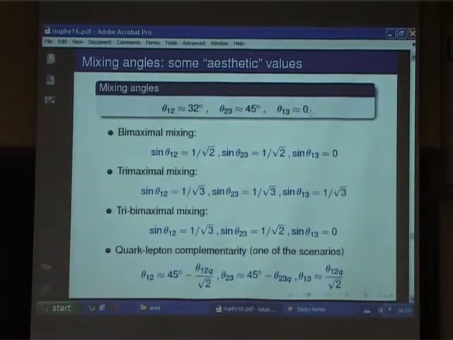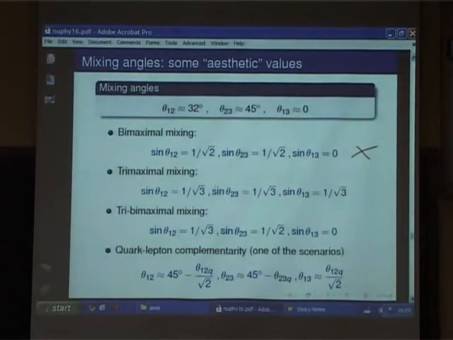People have come up with many such simple mixing matrices over the years. Some of them are the following. There's something called bimaximal mixing. Bimaximal means sin theta 12 is 1 by root 2, so theta 12 is 45 degrees, theta 23 is 45 degrees, and theta 13 is 0. This was the most popular mixing matrix till about 5 years ago, when we learned that theta 12 is not maximal. So this is currently ruled out.